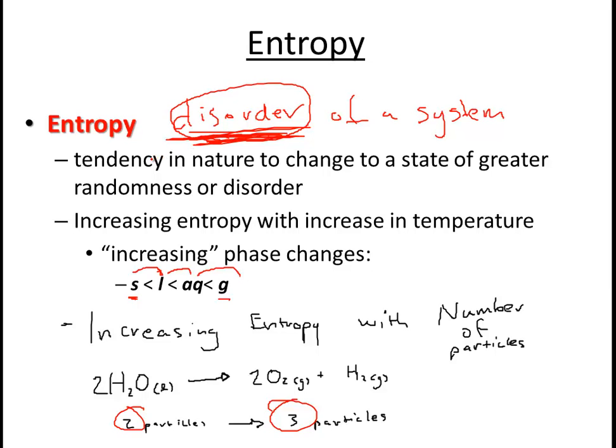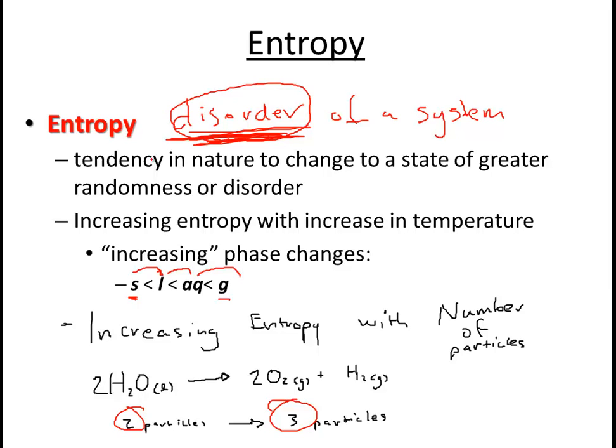And nature has a tendency to change to a state of greater randomness or disorder. It's like if I had a deck of cards, a brand new deck of cards, they're usually ordered by suit, and they're also ordered from king through ace. King through ace, king through ace, that's a lot of order.